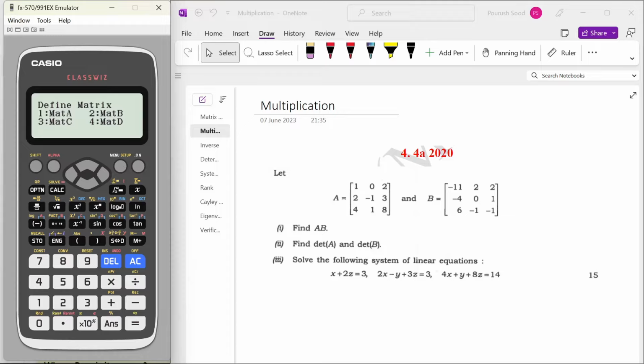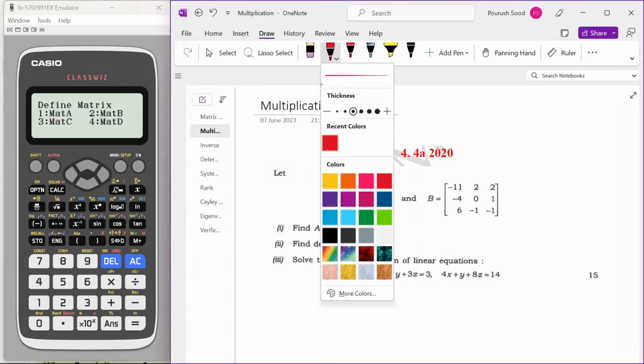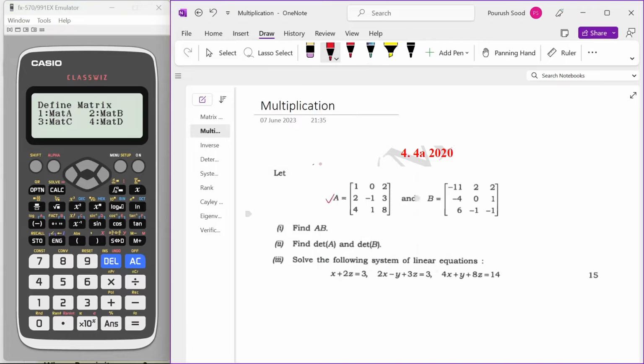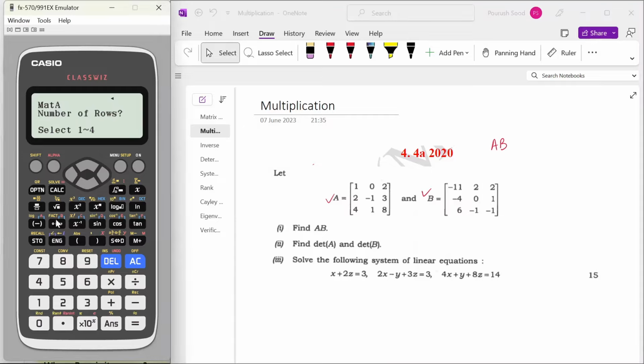So for example, suppose we need to find A into B, and the matrices are given as A and B here, and we need to find AB basically. So let us define matrices A and B. I'll press 1. Number of rows are 3, number of columns are 3 as well. The matrix elements are 1, 0, 2, 2, minus 1, 3, 4, 1, 8.